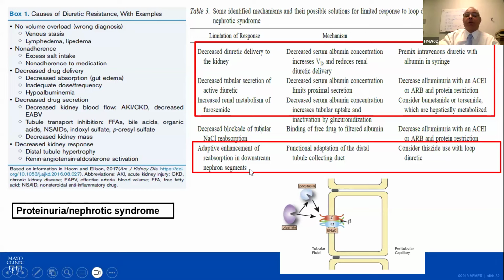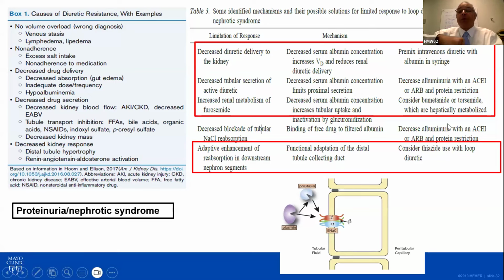But importantly, once you secrete the Lasix or loop diuretics or whatever into the lumen, there is protein there. Then it will bind to the albumin in the urine itself, and it's not going to work. And the only way to treat that is to try to limit the proteinuria.